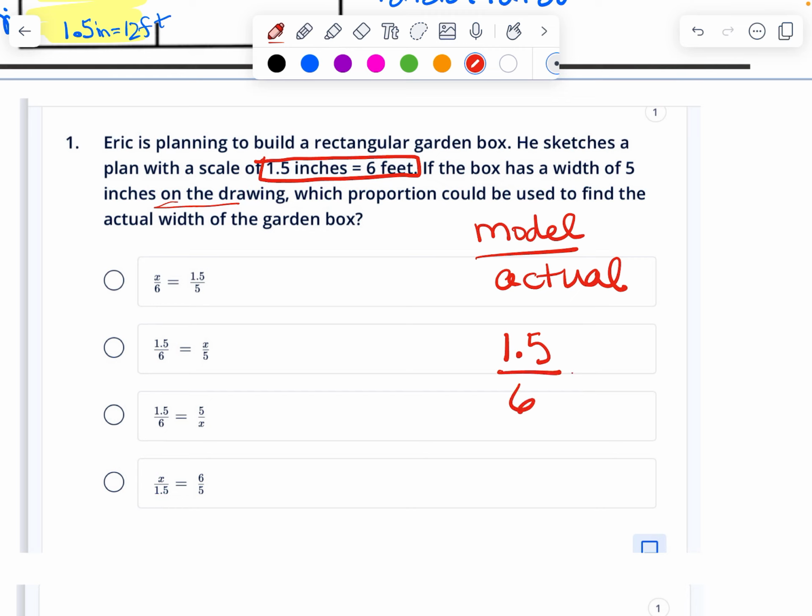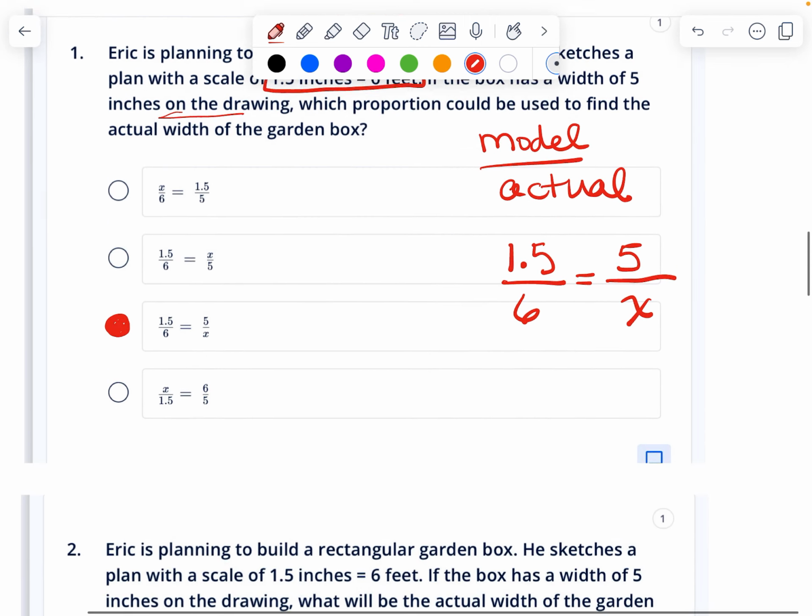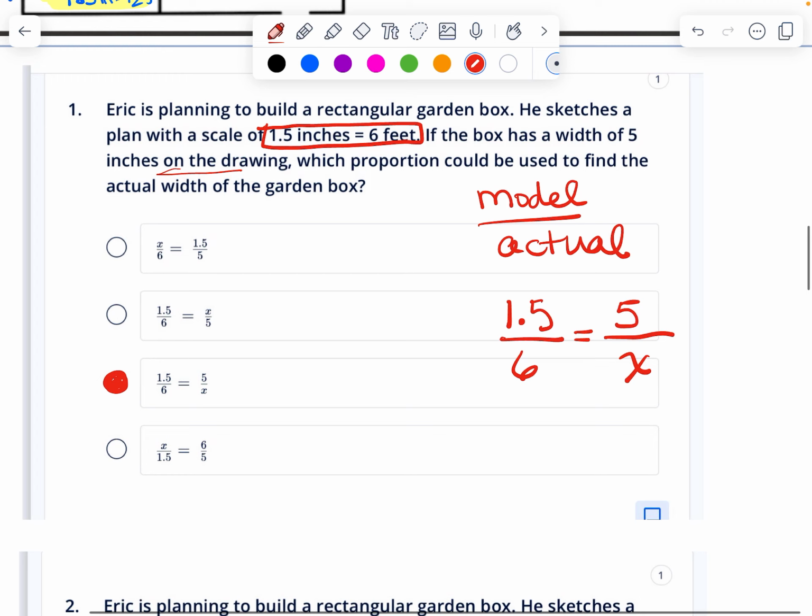All right, then the question is asking you to actually solve this. So let's go ahead and solve it by doing cross products. We'll do 1.5x equals 6 times 5. So 1.5x equals 30. So when we divide both sides by 1.5, we're going to get 20.